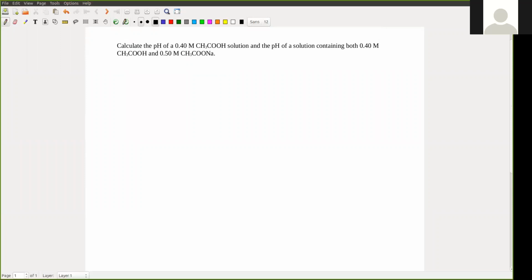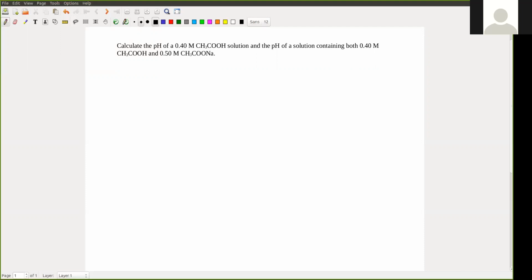And today we're looking at the effect of a common ion on a solution. So we're asked to calculate the pH of acetic acid solution, and then we're also asked to calculate the pH of the acetic acid solution when there is sodium acetate present in the solution. So the first one is fairly straightforward, and the second one is just a little more complex, and it involves a common ion of acetate.